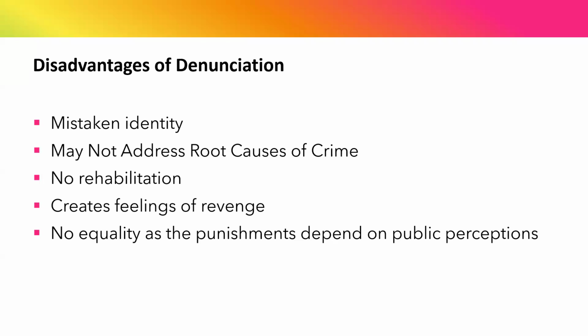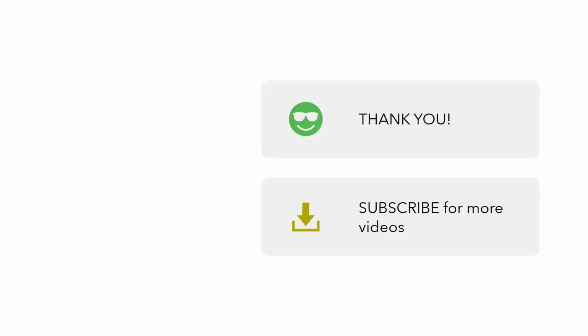In conclusion, we can say that denunciation, which aims to express the society's condemnation or disapproval of morally unacceptable and illegal behavior, has the potential to compromise fairness and equality, as different communities and cultures may have varying perceptions of what constitutes an appropriate punishment. I hope you understood what the theory of denunciation is.